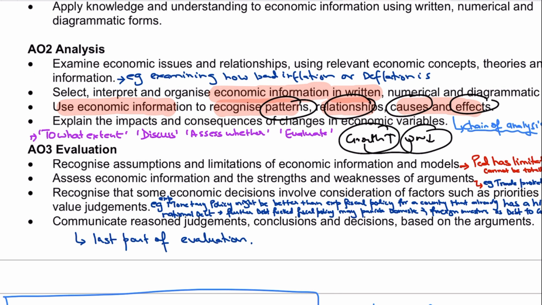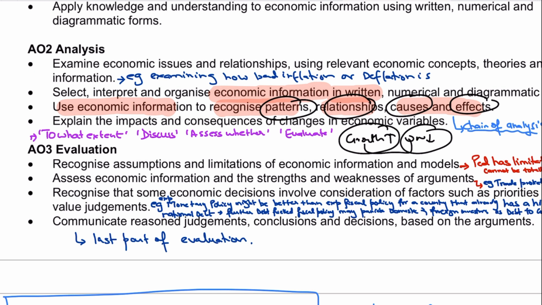But what the examiner is concerned about is the chain of analysis between them. That is what a lot of people might not know or might not be able to execute properly in the exam. So the chain of analysis has to be there. Remember, it just has to be there, right?